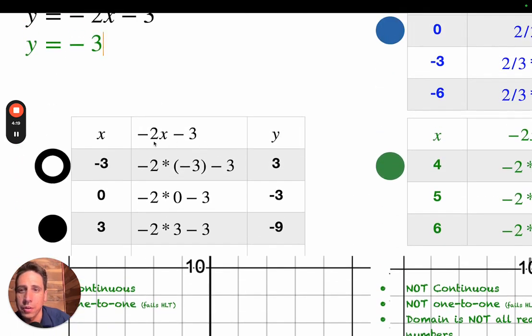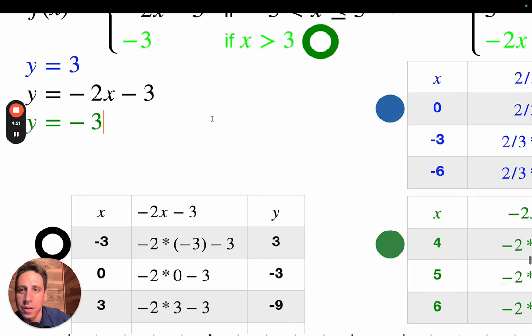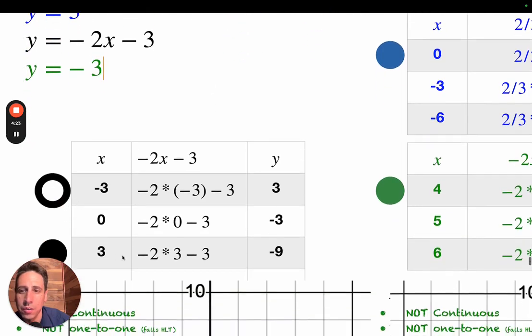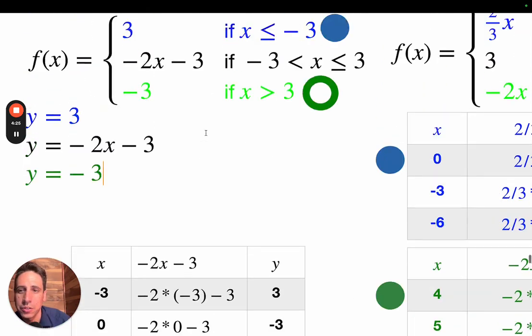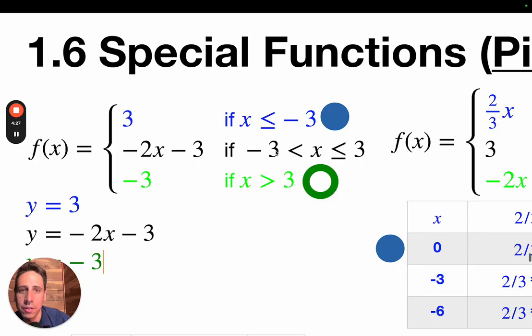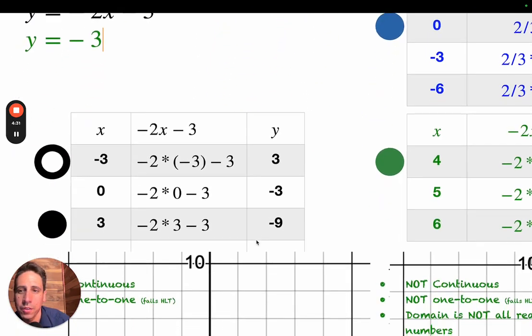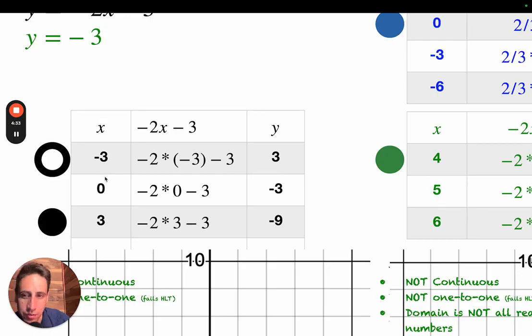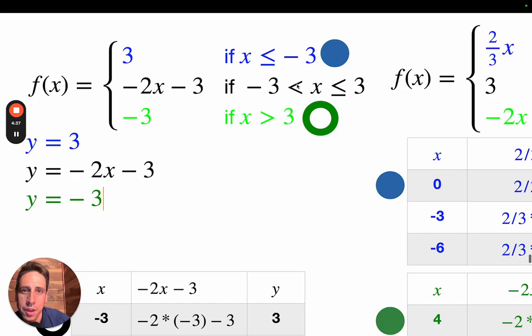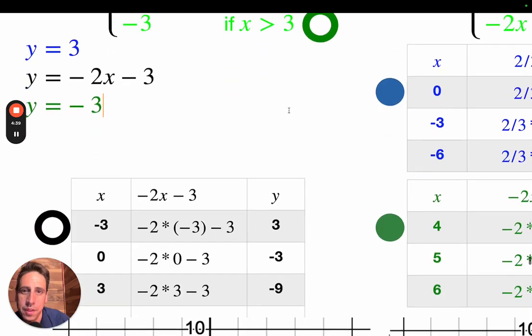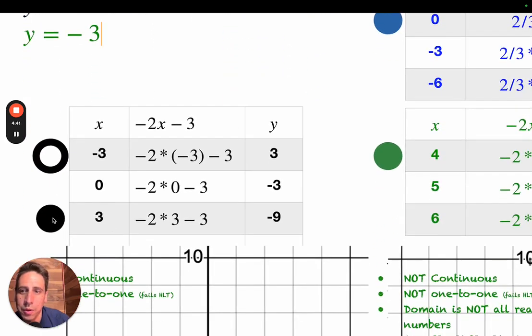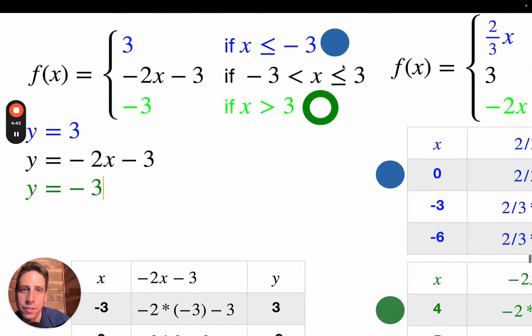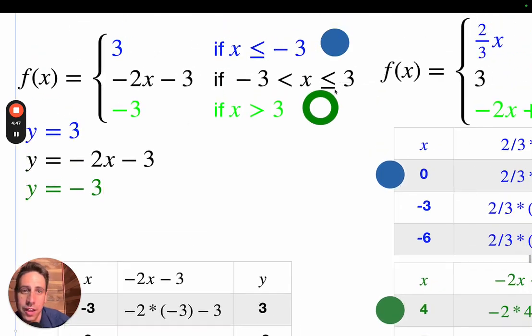We're going to need a table to graph y equals -2x minus 3, and you'll notice I didn't go 0, 1, 2 in this table. I chose -3 and +3, and then a number in between as well. -3 is going to correspond to an open dot because of this symbol right here, and +3 is going to correspond to a closed dot because of this symbol, the one that has the solid line underneath.